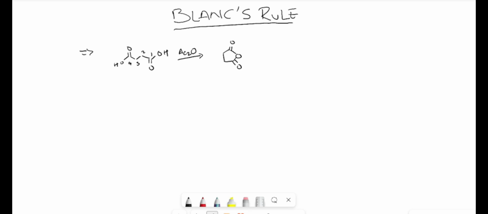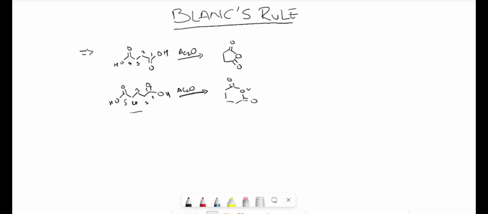Similarly, if we have the two carboxylic acids at position 1 and 5, and you treat them, or dehydrate them, with acetic anhydride, it will lead to the formation of a cyclic anhydride, this time a 6-membered anhydride with 5 carbons. So initially we have 5 carbons in the dicarboxylic acid. Here too we have 5 carbons plus the 1 oxygen of the anhydride, so a 6-membered ring is formed.